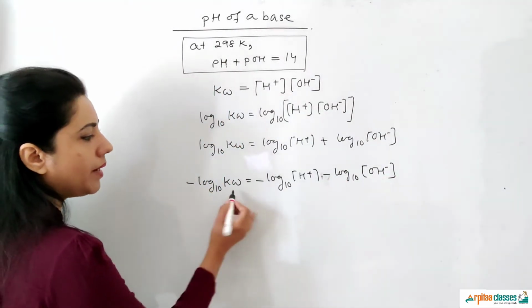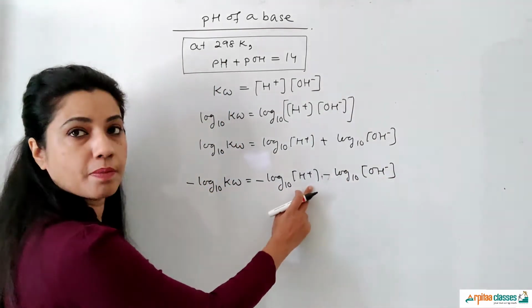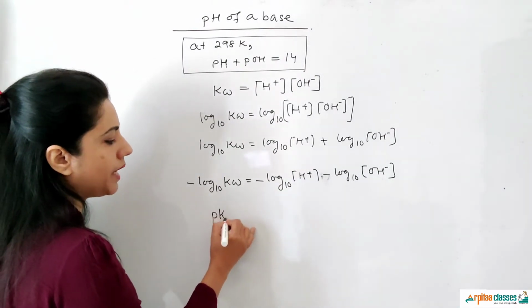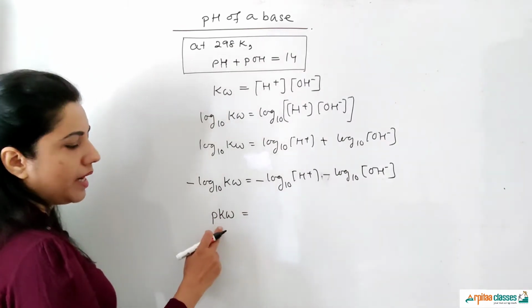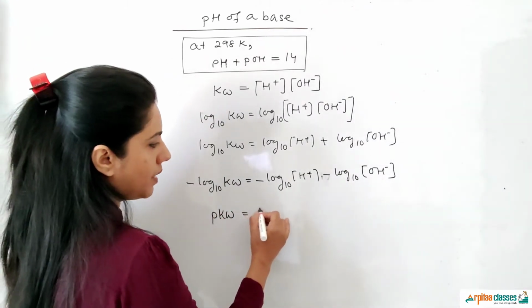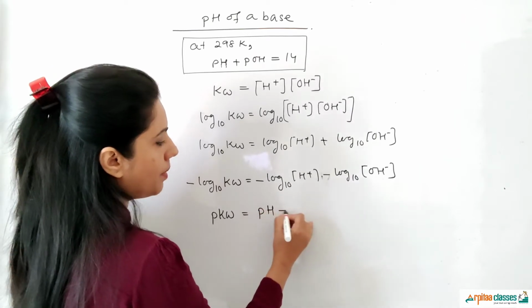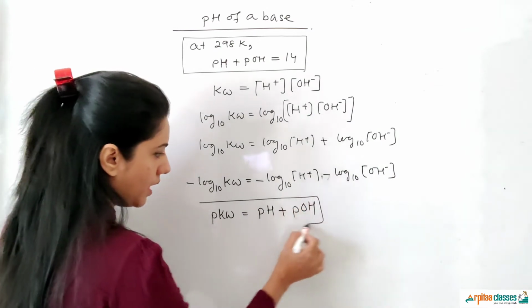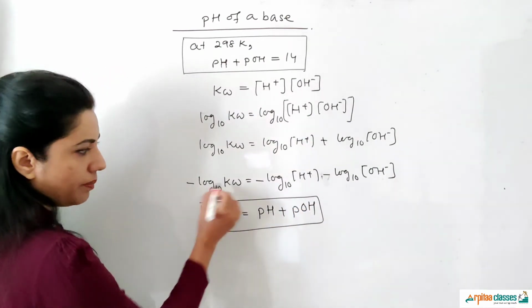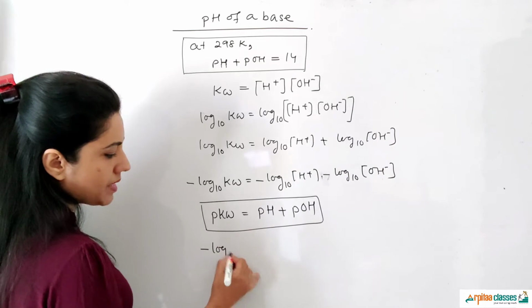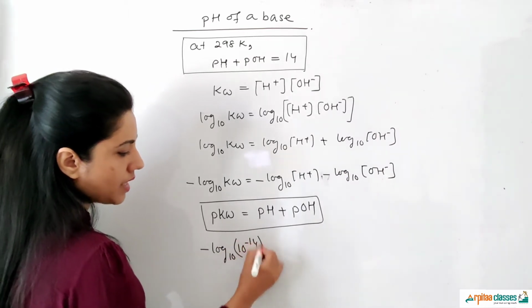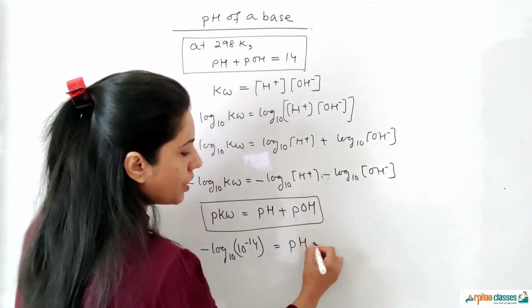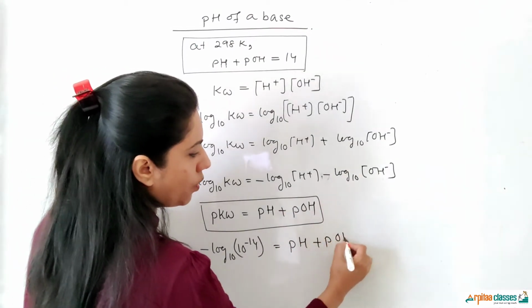Okay, so now since minus log to the base 10 H plus is pH, similarly minus log to the base 10 Kw is called pKw. Okay, so pKw is equal to pH plus pOH. This is one thing we got. Secondly, you can put the value of Kw. Kw is 10 raised to power minus 14 at 298 Kelvin. This is your pH and this is your pOH.